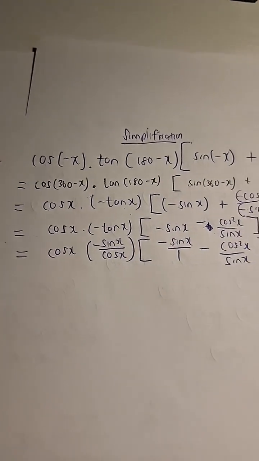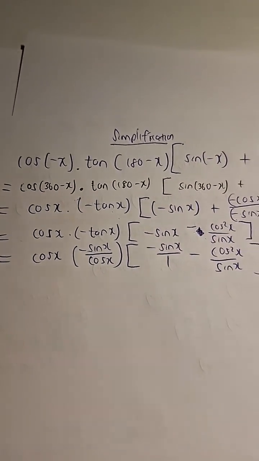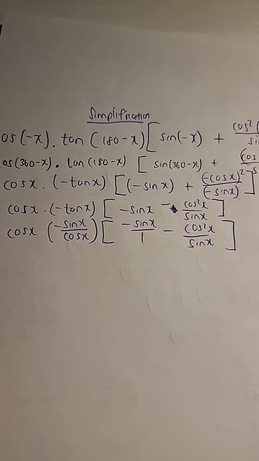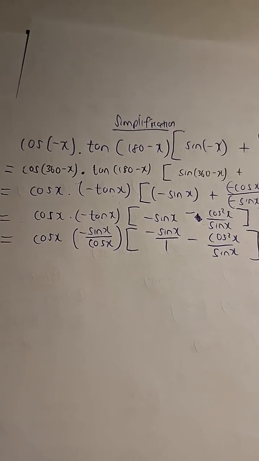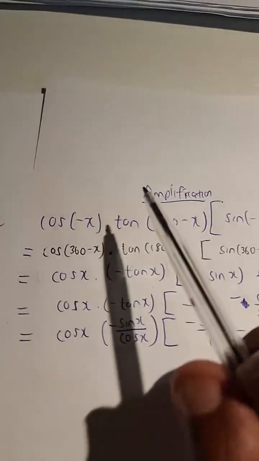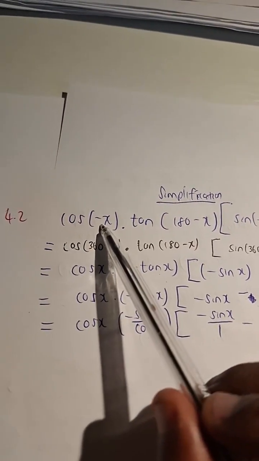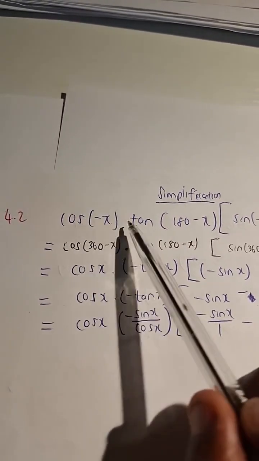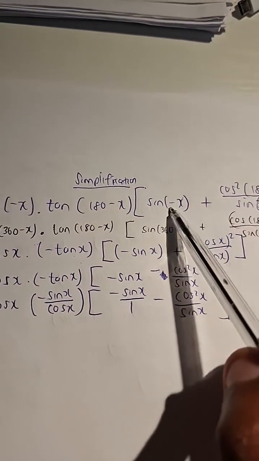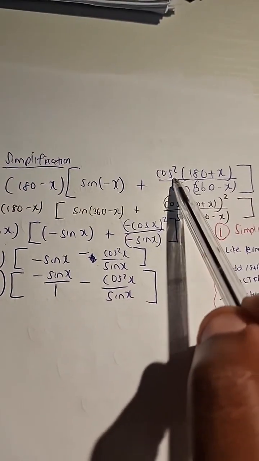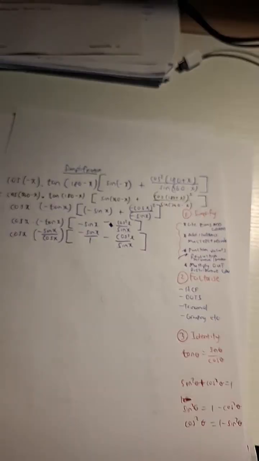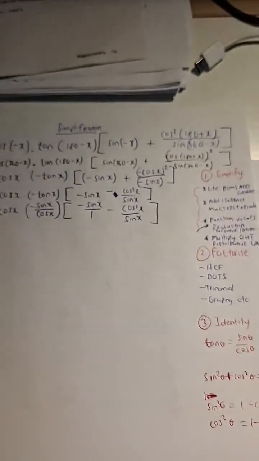I guess the three-prong strategy that I was talking about is to simplify, factorize, identity. Simplify, factorize, identity. So I'm just gonna re-look at this question again. Cos of a negative angle times tan of 180 minus x, brackets sine of negative x plus cos of 180 plus x, over 360 minus x. You want to screenshot the entire page.